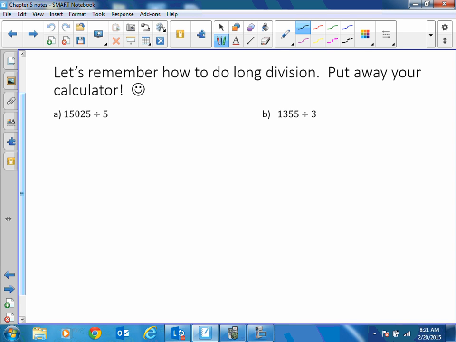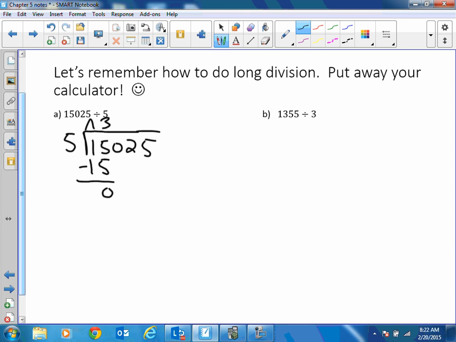Remember we had 15,025 divided by 5. We make this little division box. Does 5 go into 1? No, so we put a little carrot. Does 5 go into 15? Yes. How many times? 3. So we do 3 times 5 is 15. Then we subtract those.